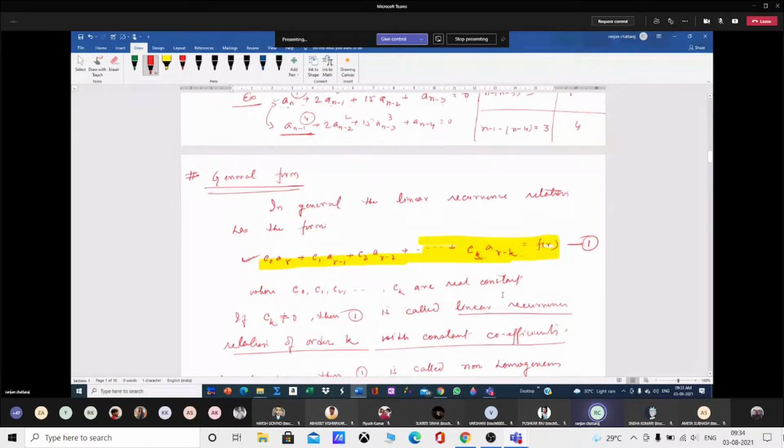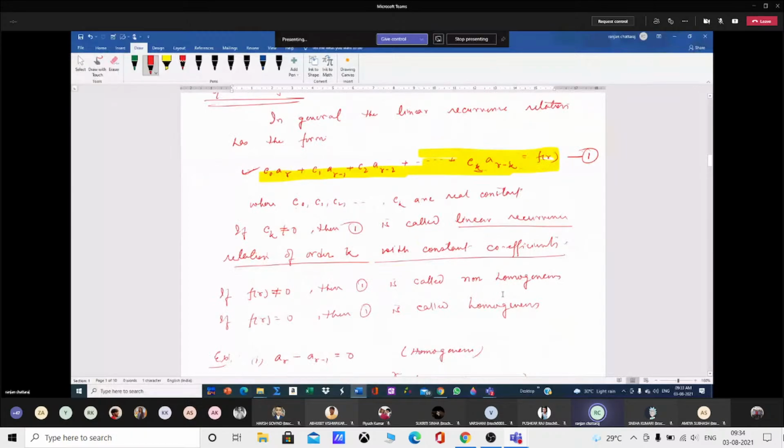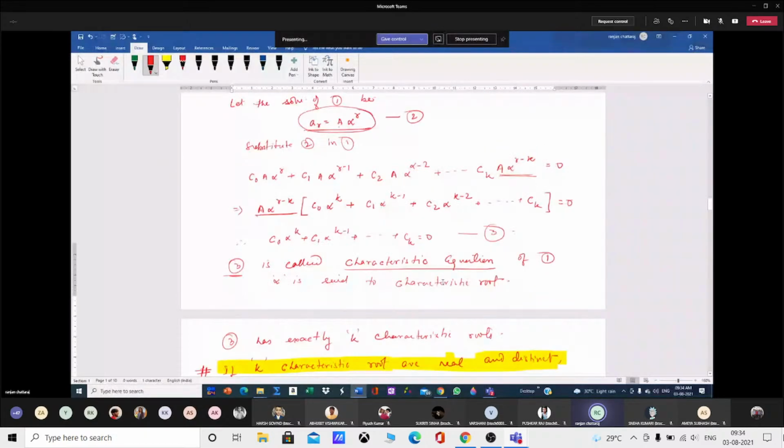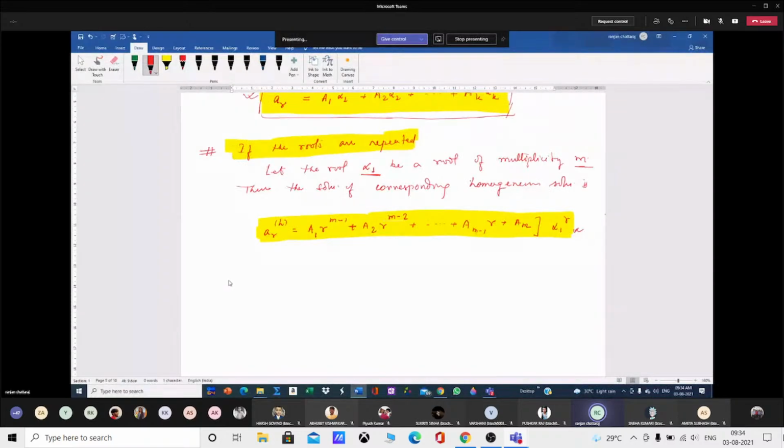Now, what is the working procedure? Working procedure to solve homogeneous linear recurrence relations.